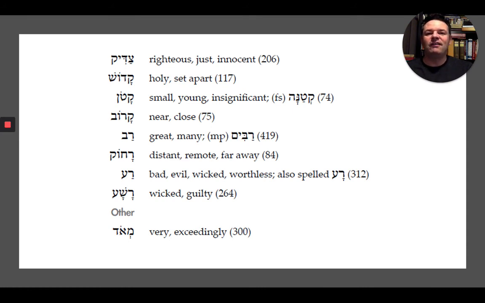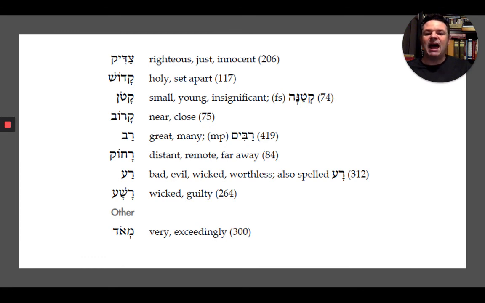So if you go and read the David and Goliath narrative, David is described in this way. He's the small one, is how he's described. And being described as small, it's trying to contrast him with Goliath, and it's trying to contrast him with Saul as well. Karov, near or close. So again, you can see all of these adjectives. They're descriptor words, whether something's near, whether something's small, if something's holy. Rav means great or many. Rachok is distant. So Abraham looked and he saw a distant place in that binding of Isaac narrative. Rachok is the word used there.